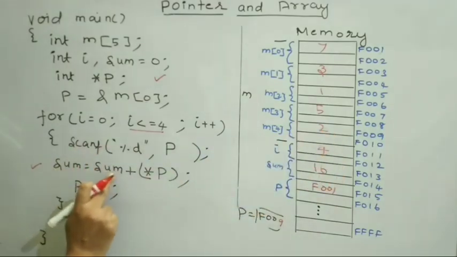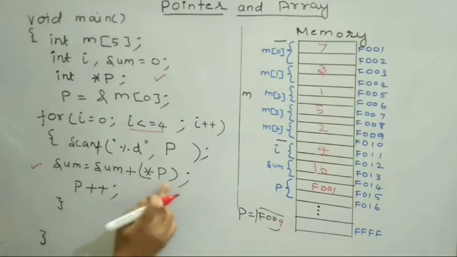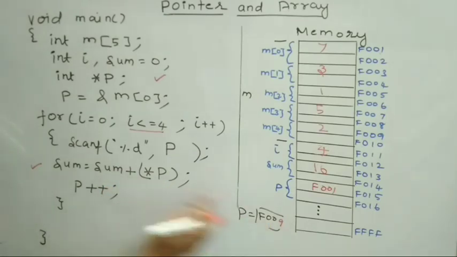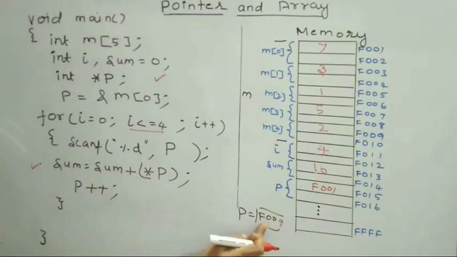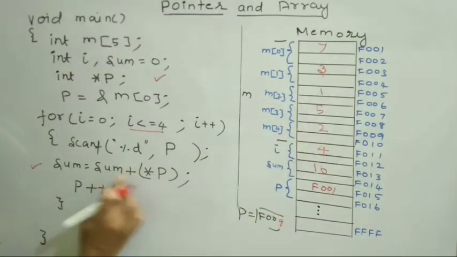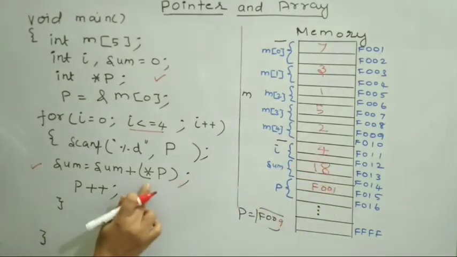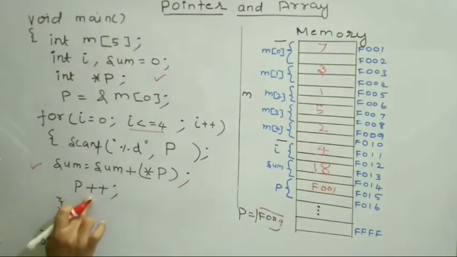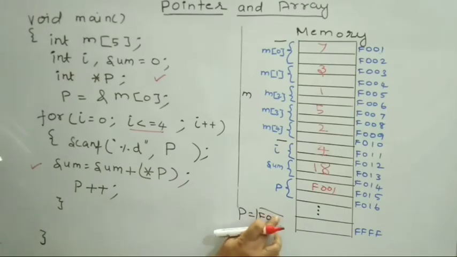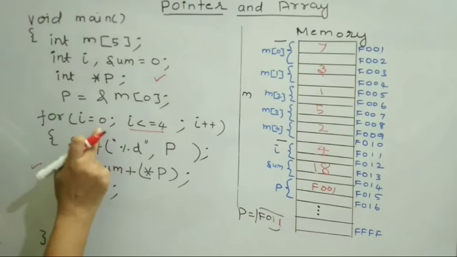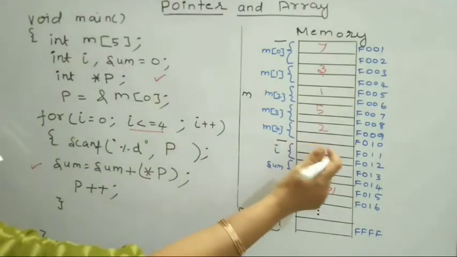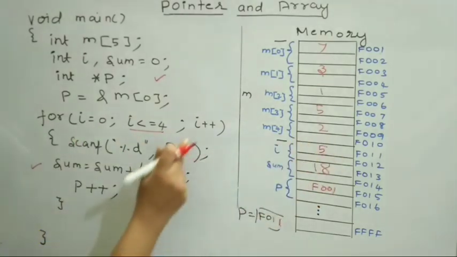Now sum is equal to sum plus star p. What is p? P is F009. This indirection operator will get you content of this F009, that is 2. 2 is added to sum now. Now sum becomes 18. Okay. Now increment the value of p. Now p becomes F011, that is F011. Again I will jump back. Now value of I is incremented by 1, that is I becomes 5.